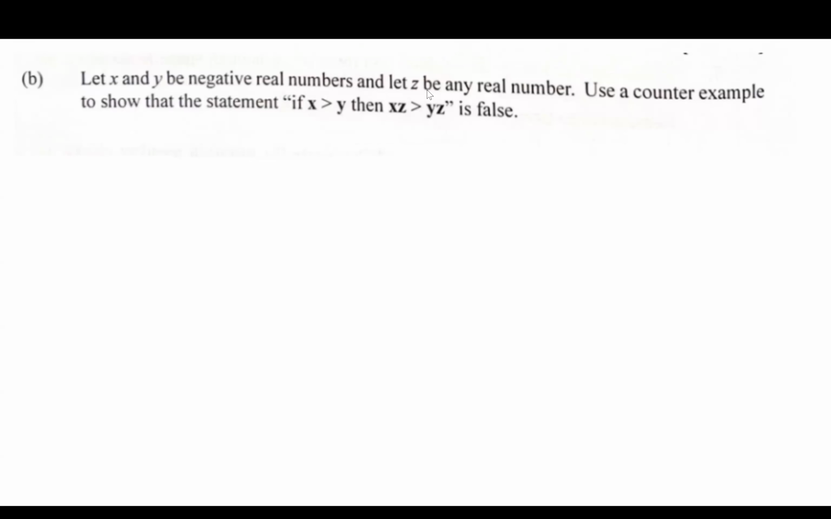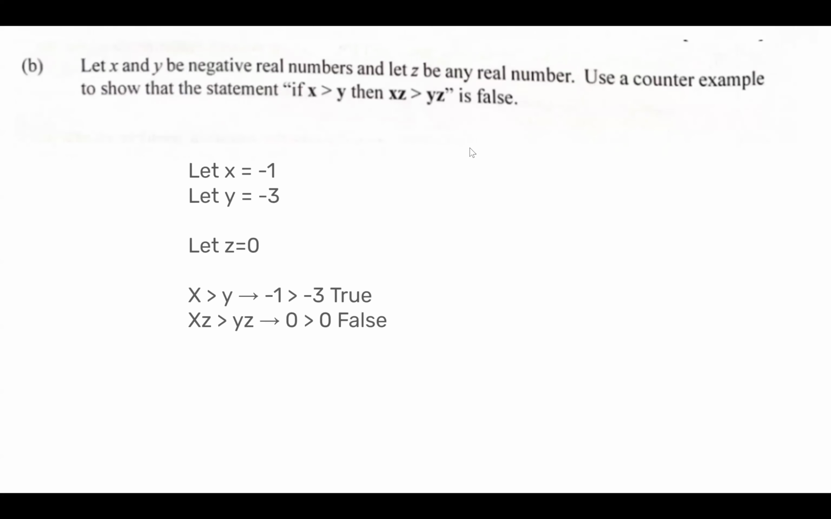It says if X and Y are negative real numbers and Z is a real number, then we want to prove that a statement is false. Whenever you want to prove a statement is false, oftentimes you use a counterexample. So to do a counterexample, you just need to find any value of X, Y, and Z that would be incorrect. So we're going to start with let X be -1 and Y be -3.